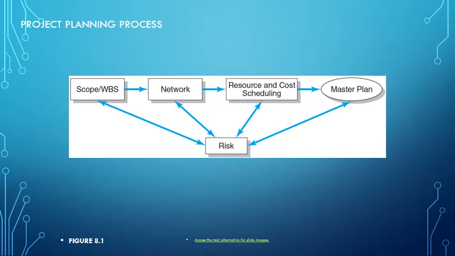So we've done our scope and our WBS, we've created our network, we have gone back and forth with what risks we think exist in those things, and now we're going to take all those things, put them together, and start working on this resource and cost scheduling so that hopefully eventually we can get to our master plan.